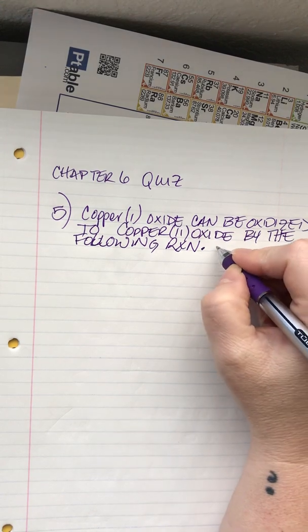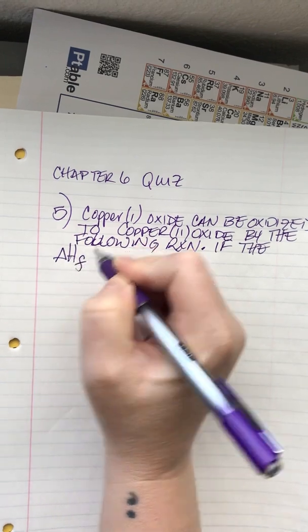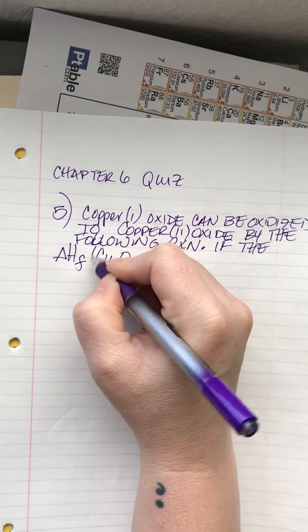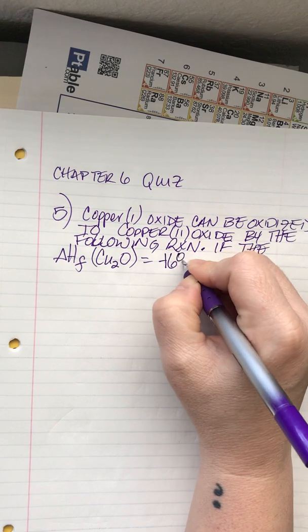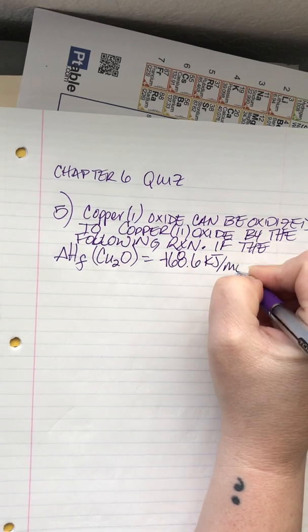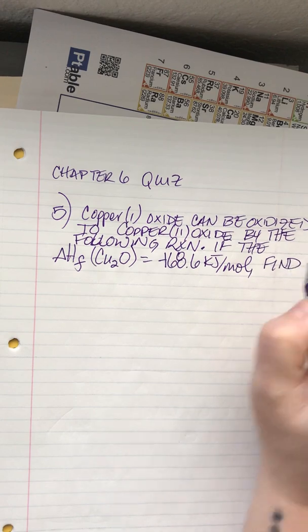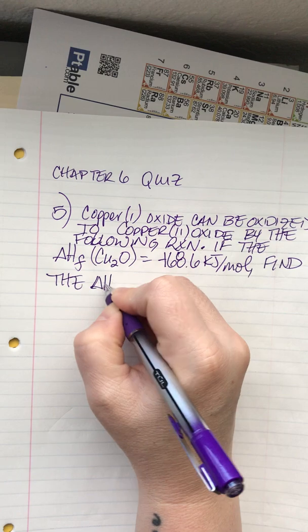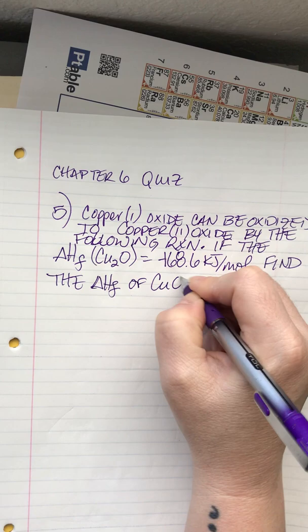If the enthalpy of formation, delta H sub F, of copper 2 oxide is equal to negative 168.6 kilojoules per mole, find the enthalpy of formation of copper oxide.